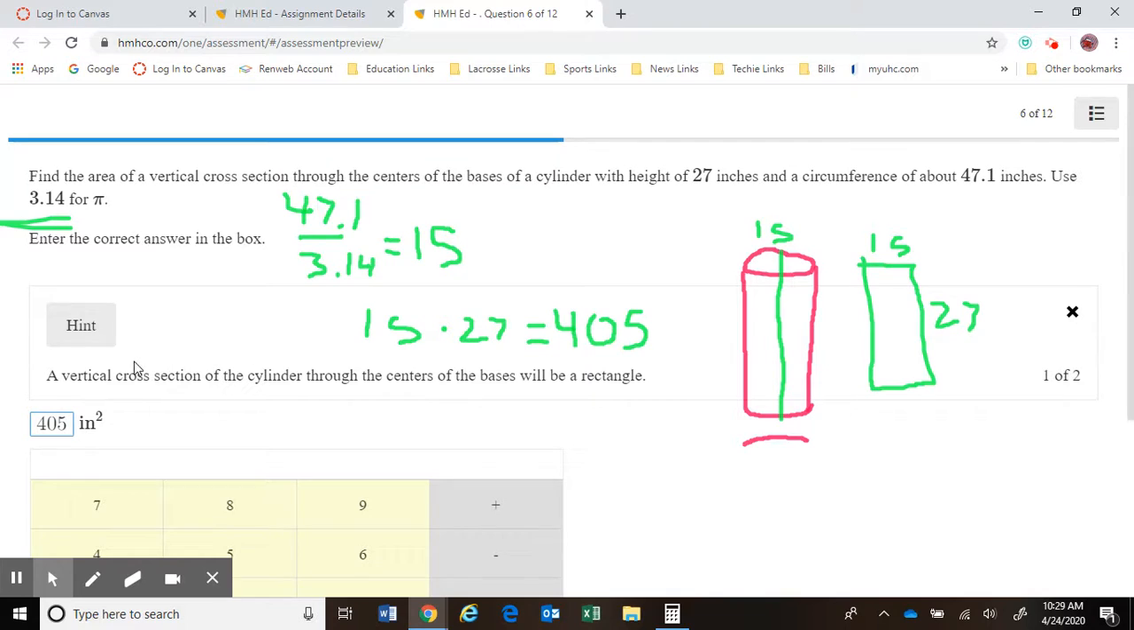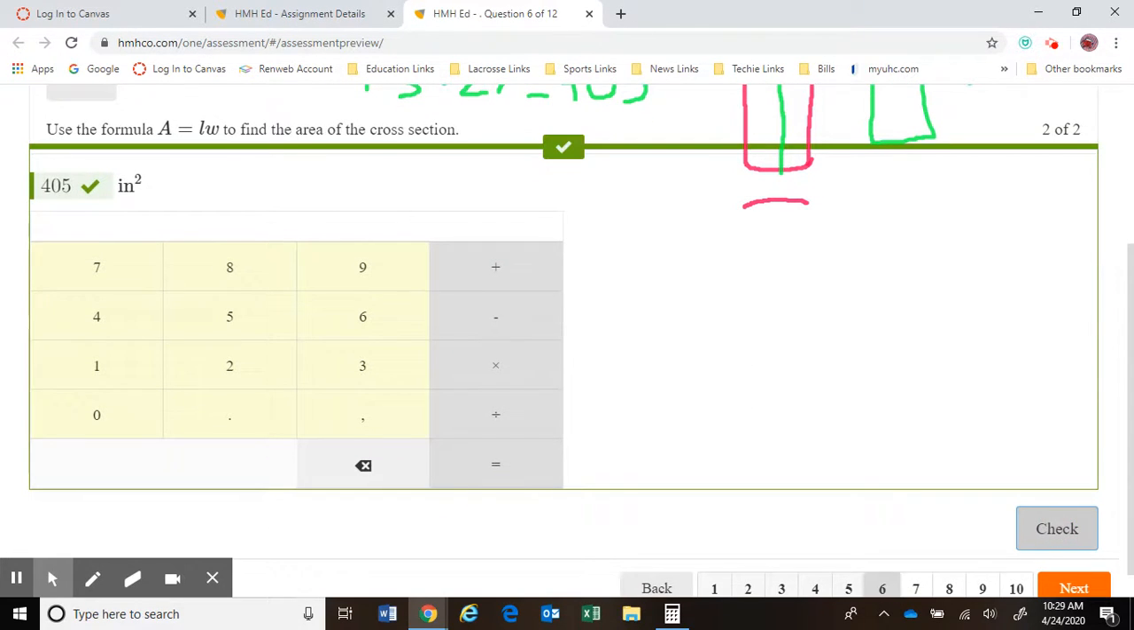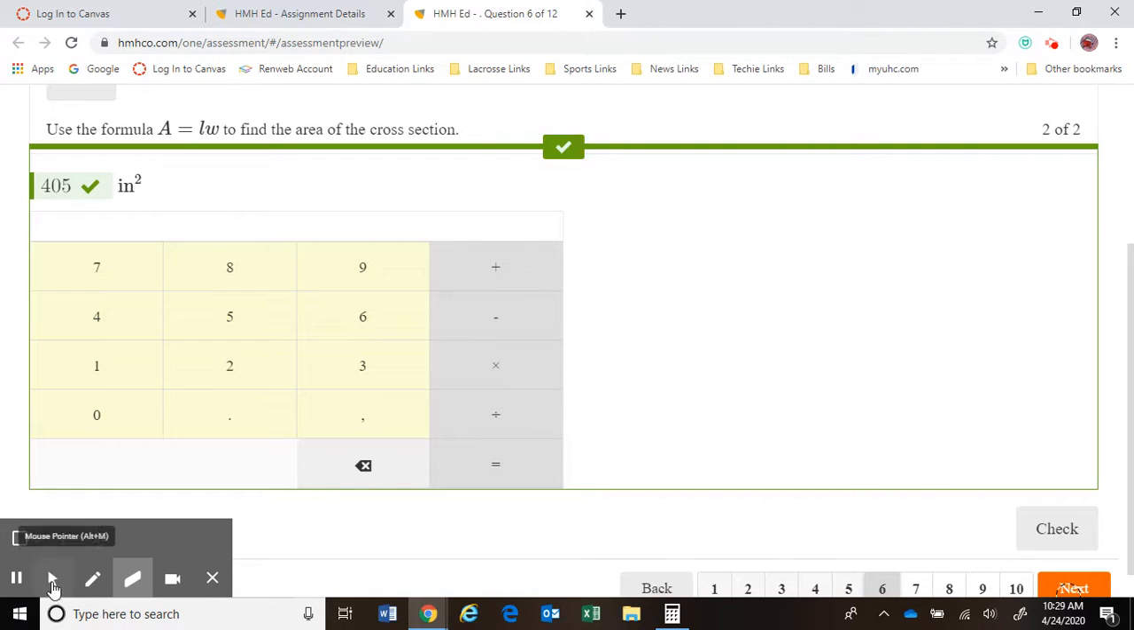405. All right. Of course, you can always use hints. A is length times width. Okay, check it. Good. I'm going to clear this off. All right, moving on to the next one.